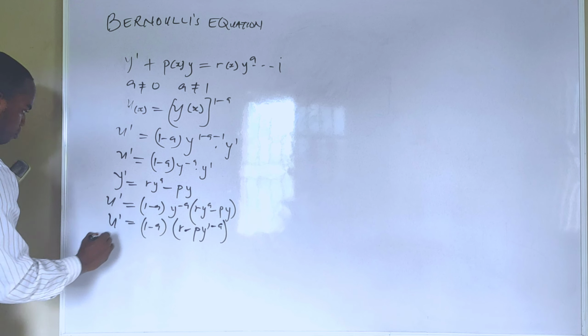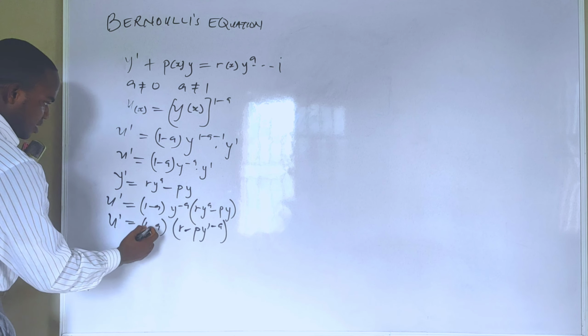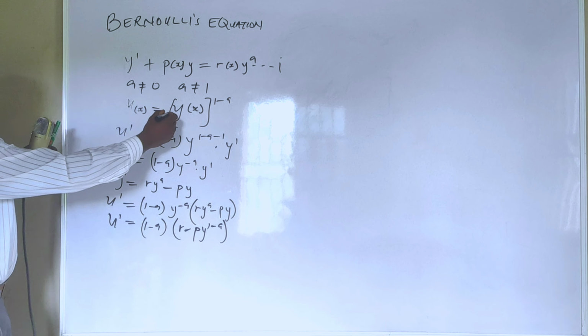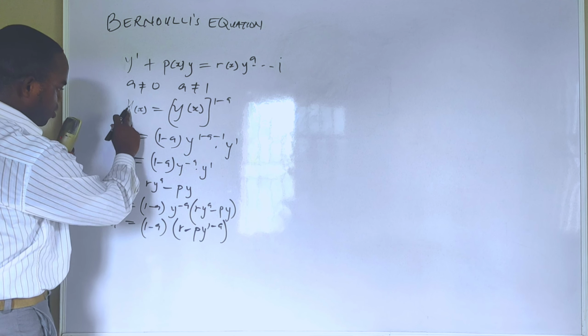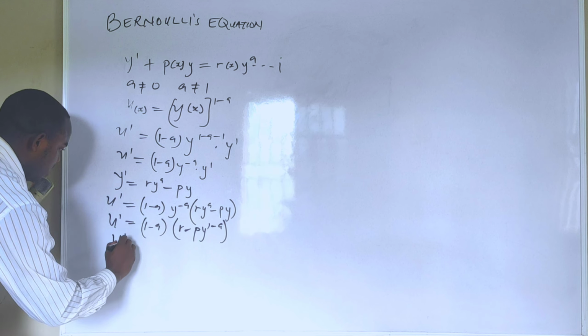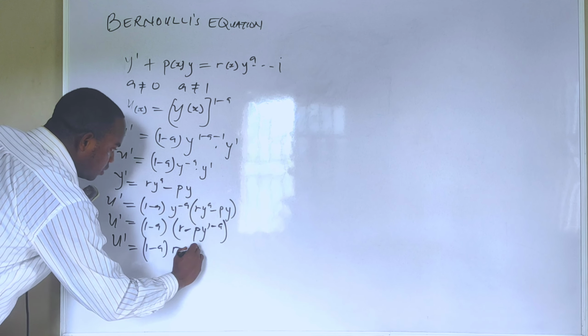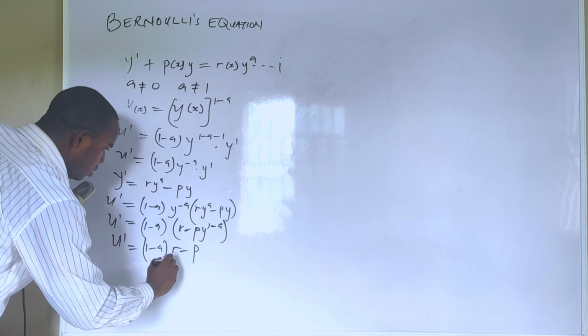So we have u prime on this side. Let me replace y raised to power 1 minus a with u, because we said earlier that y raised to power 1 minus a is u. So we have u prime equal to 1 minus a times the quantity r minus p u.